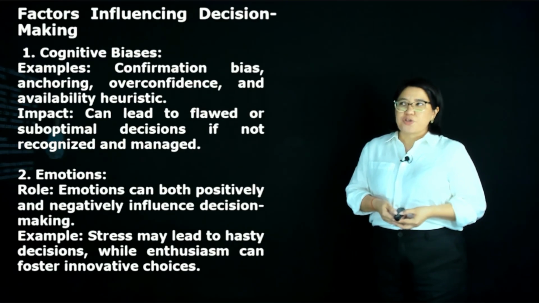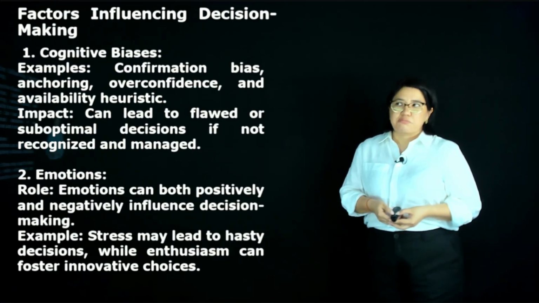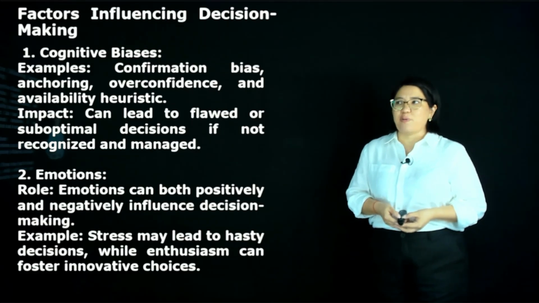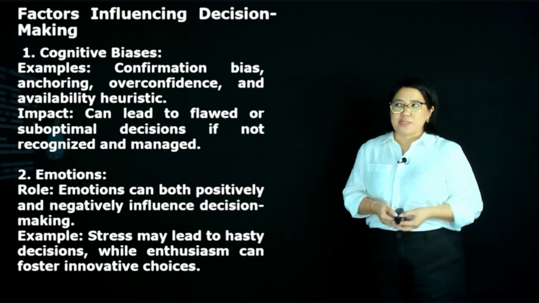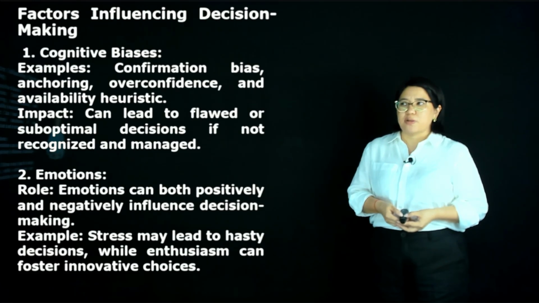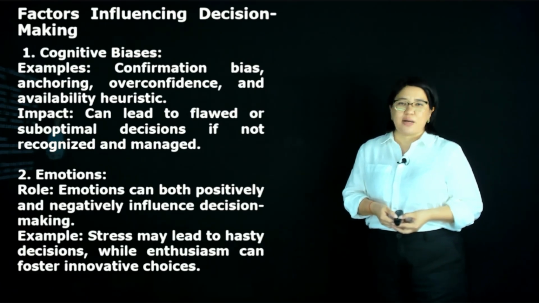The next one is a factor influencing decision making. Of course, it's cognitive biases. For example, confirmation bias, overconfidence, and the availability heuristic. The impact is that they can lead to flawed or suboptimal decisions if not recognized and managed.